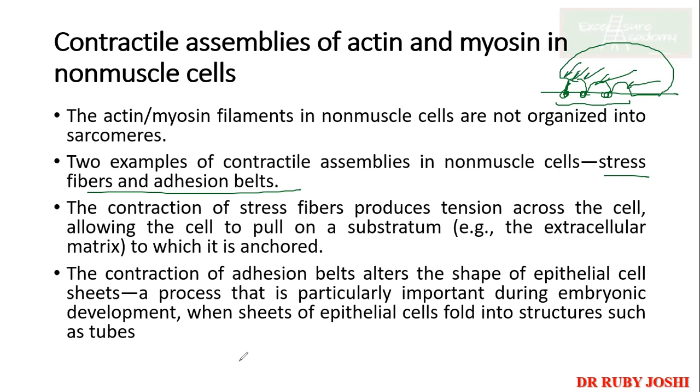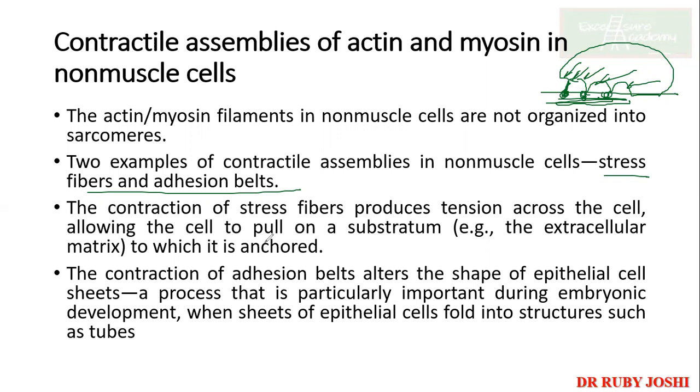Now the contraction of these stress fibers produces tension across the cell, allowing the cell to pull on a substratum. Meaning what? It is helping in forming a force onto this adhesion point so that it can pull, because it is attached to this. So in a way it is holding on to this, and with its help the cell moves forward, okay?